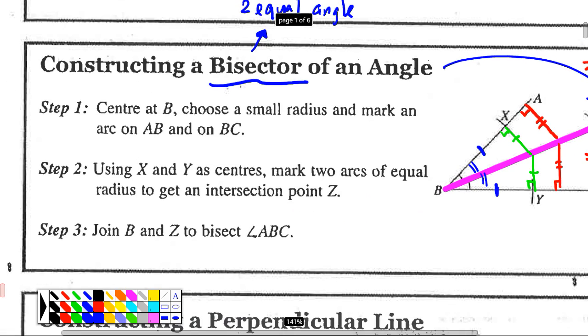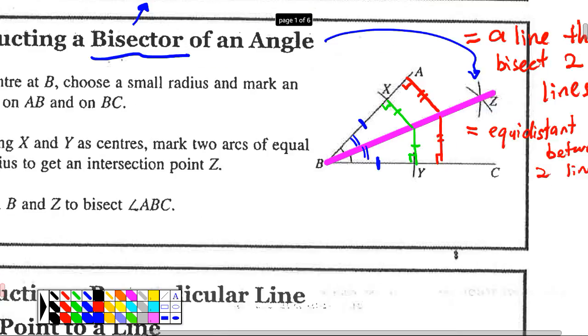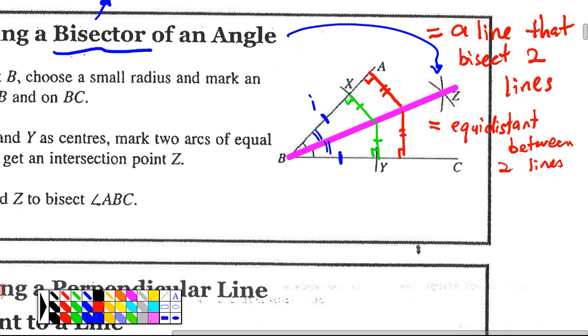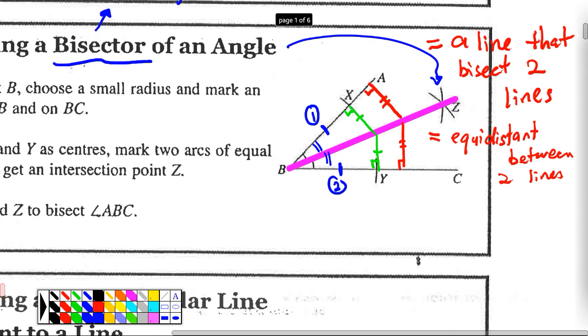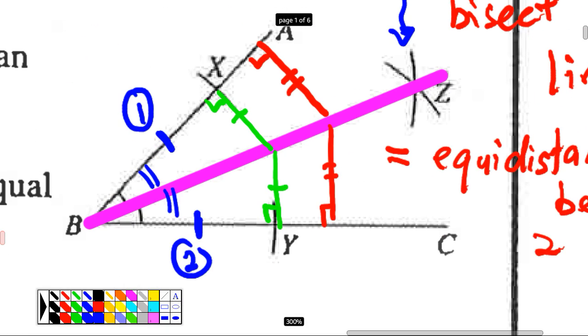Using the X and Y, so using this 1 and 2, this is 1 and 2 as center. Mark two arcs of equal radius. That means what? That means now I put this. Do I have to change? I can change, I can go change. So let's decide I can go change. Use the same one, place the middle at 1.